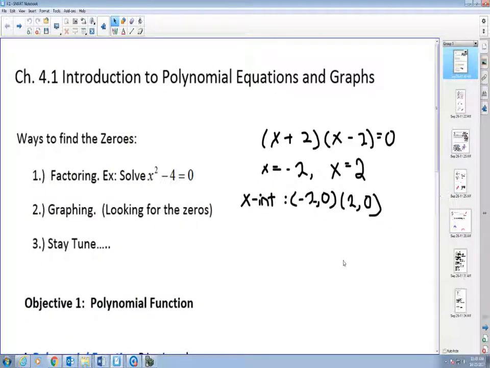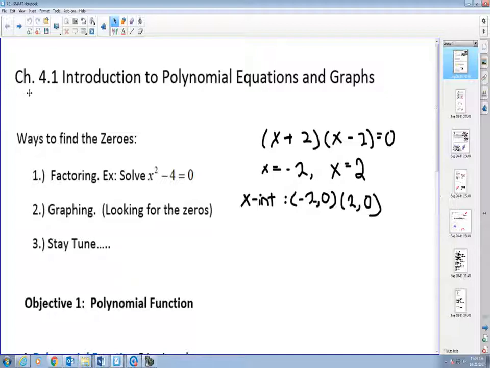Okay, so the whole idea of 4.1 to 4.3 is talking about the different ways we can find the zeros. So we could have done it by factoring, by graphing, looking for zeros once we graphed it on the table. And this stay tuned thing is basically the ultimate way. This is what Mr. Chen called the ultimate way to find the zero.